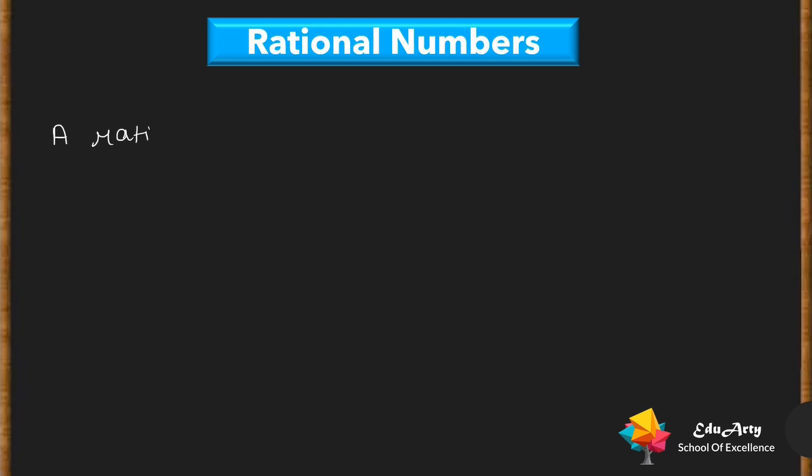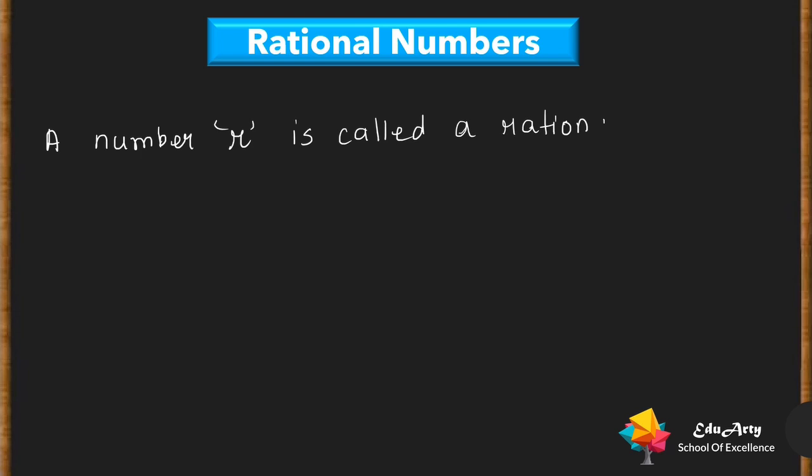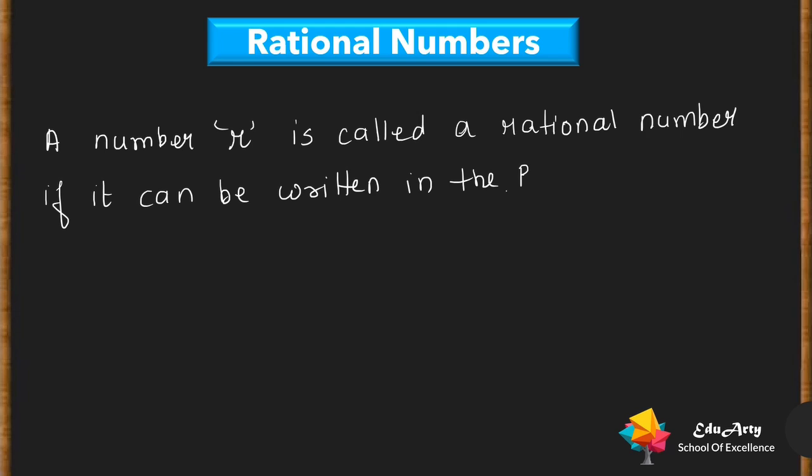A rational number, say r, or we can say a number r, is called a rational number if it can be written in the p by q form, where p and q are integers.